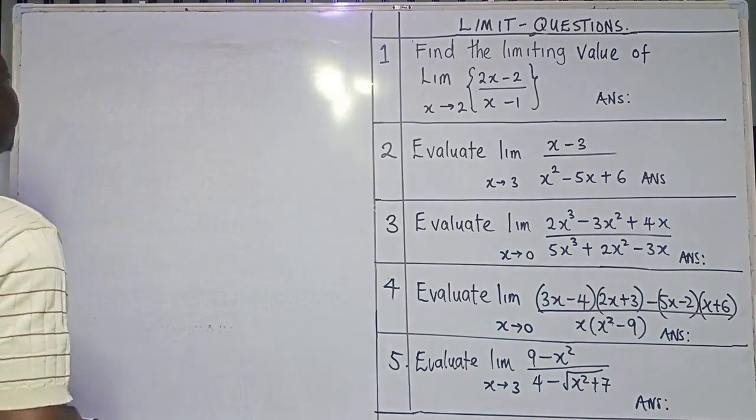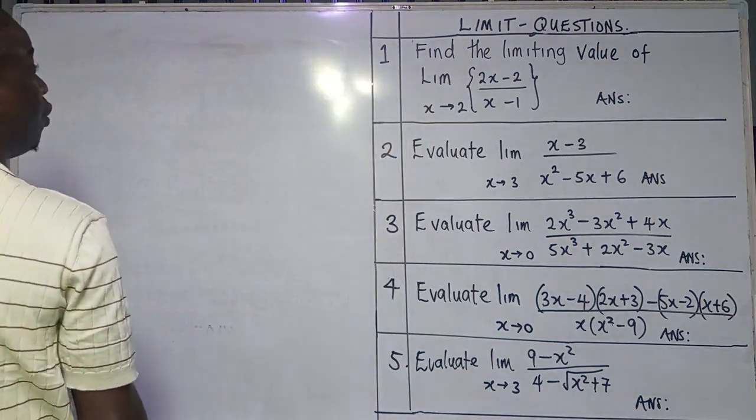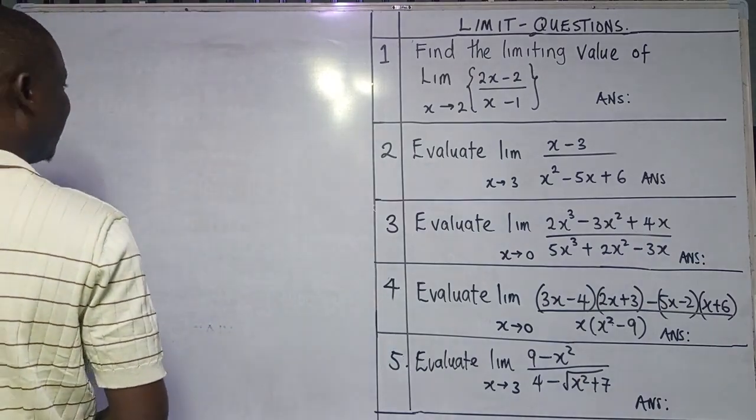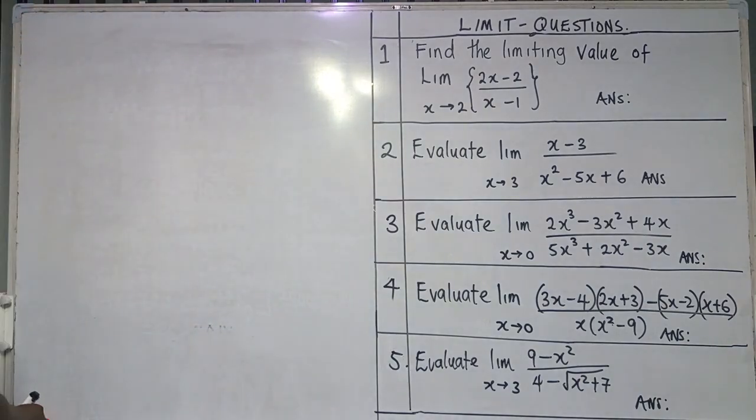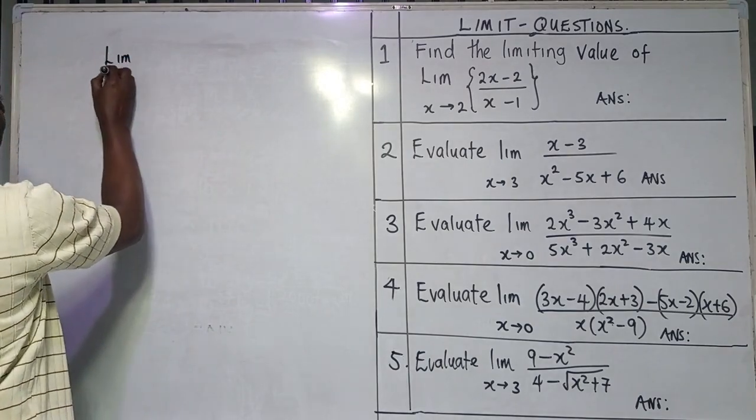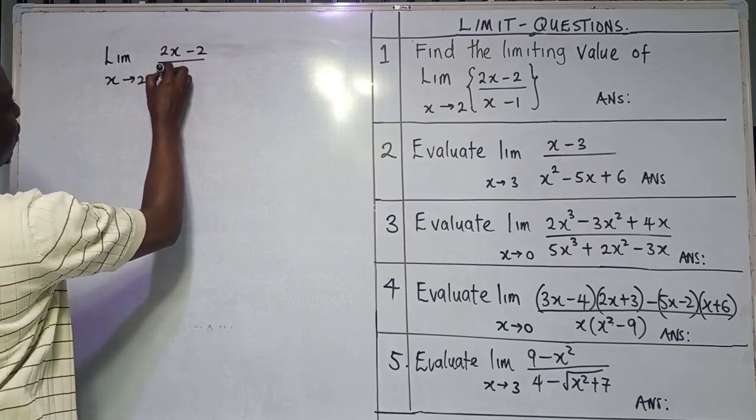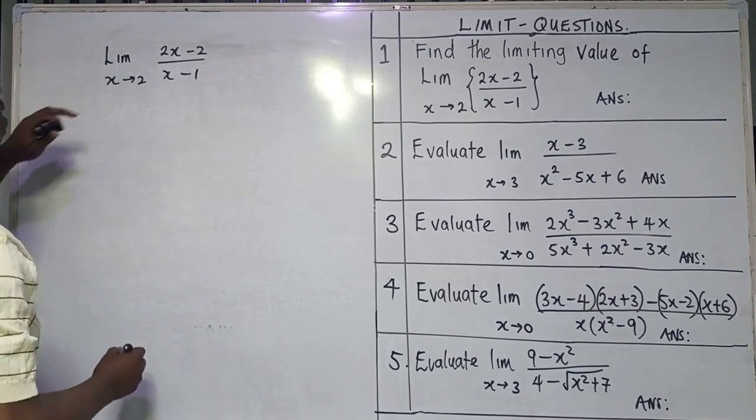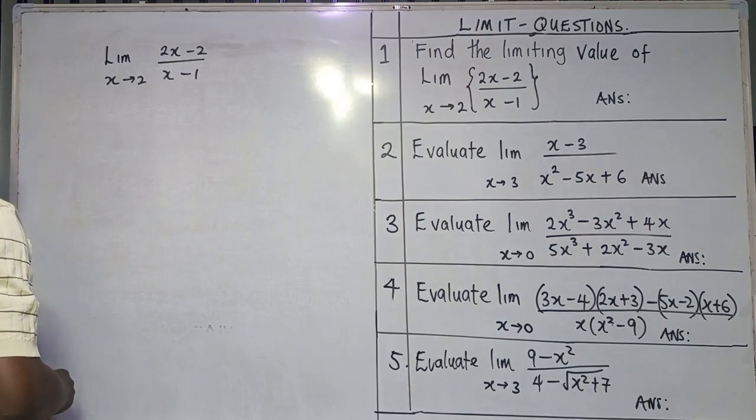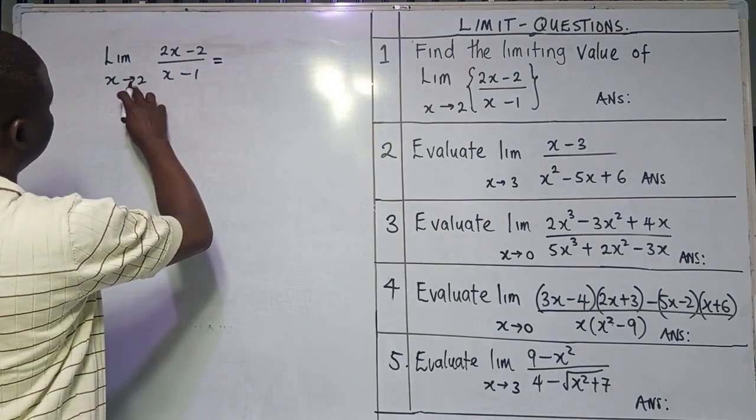Let's start right away. Question one says: find the limit value of the limit as x tends to 2 of (2x minus 2) divided by (x minus 1). Find the limiting value of the limit as x tends to 2 of (2x minus 2) over (x minus 1). The first step is to substitute the value of x. What do you have? x equal to 2.